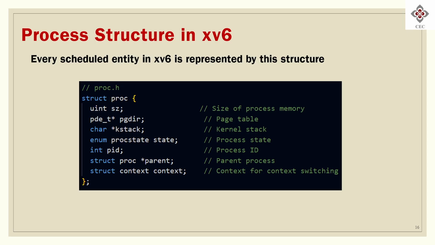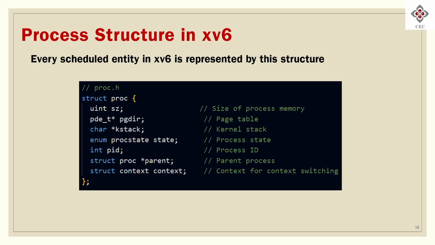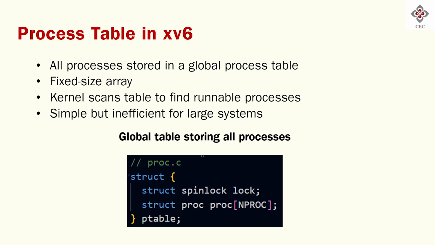Similarly, if you want to create a process, for example in xv6 on x86, we have a scheduler. Every scheduled entity in xv6 is represented by a structure. So, we have the process, and it has various fields like page table, kernel stack, process state, process ID, parent process, and context for context switching. All these things are represented by a structure, which is also represented as a process table. The process table in x86: all the processes are stored in the global process table, and this global process table represents the list of processes.